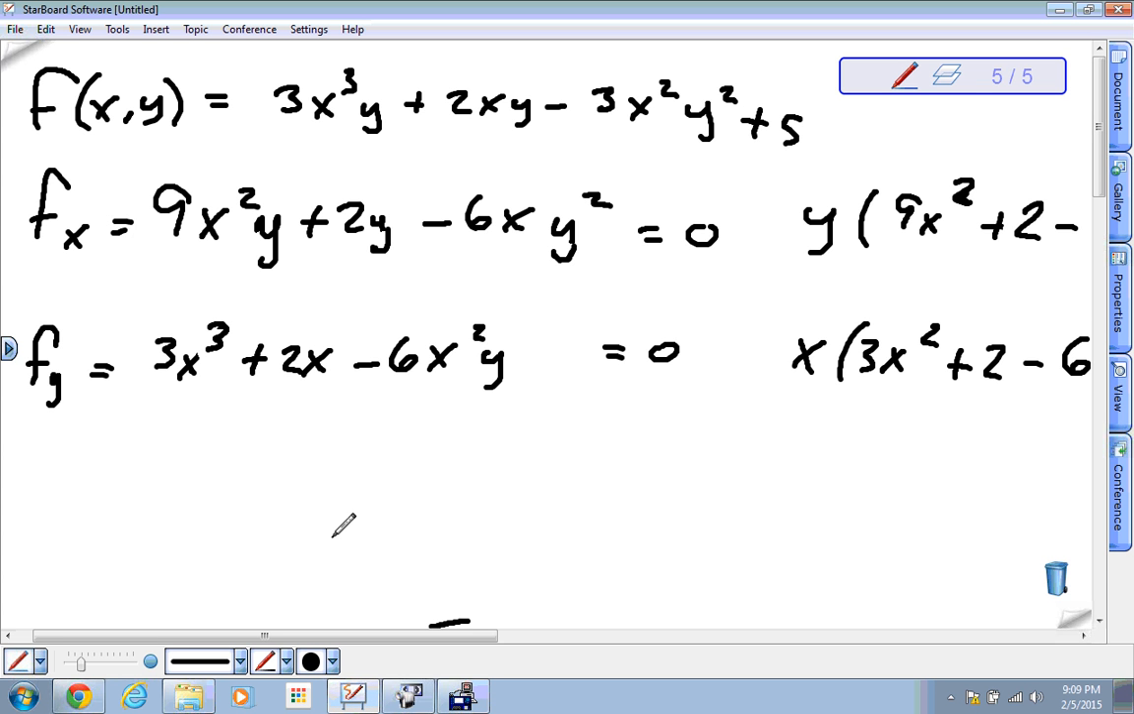Okay, so 0, 0 is our critical value, so that's where we're starting from. So we make our determinant now. And our determinant is the second derivative of this with respect to x. So 18x. And then over here, the derivative with respect to x gives me minus 6y squared. I'm going to fatten this up a little bit. There we go.